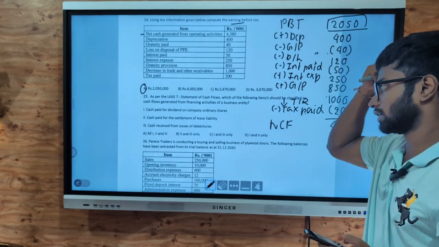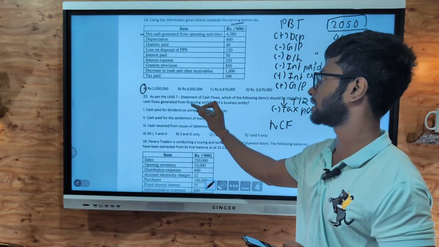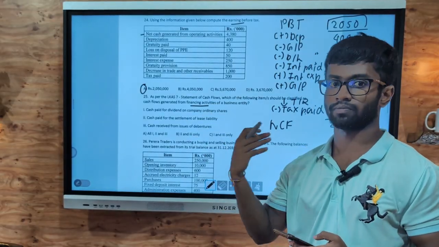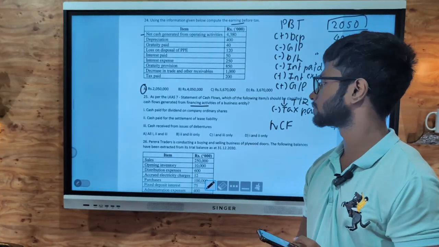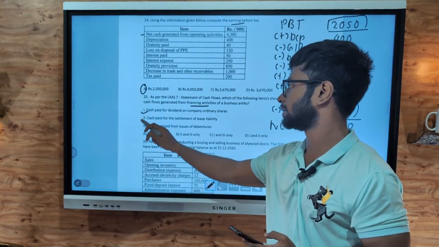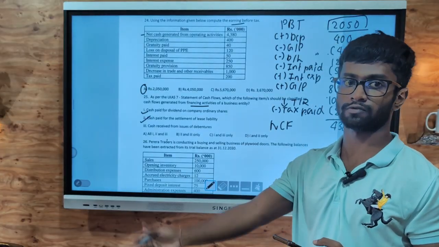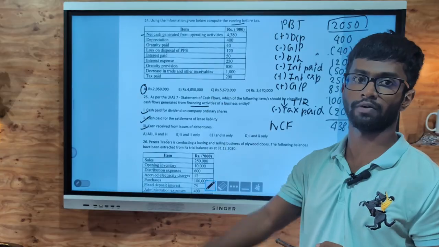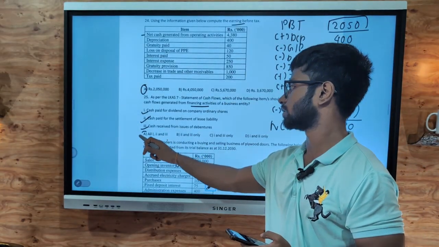Okay, next we have a theory question. They are asking what is classified under financing activities. Dividend payment, yes. If someone has invested, we have to pay a return. Lease liability, a liability, no? That we have obtained funds from a leasing company. And issue of debentures also, that's a source of financing activity. So here all three come. Answer number D.